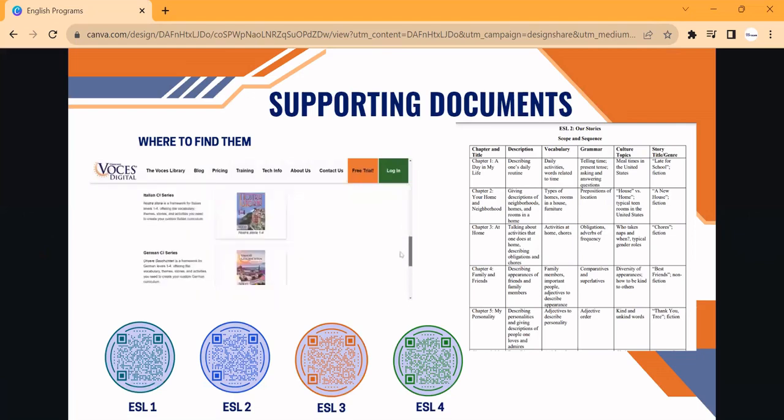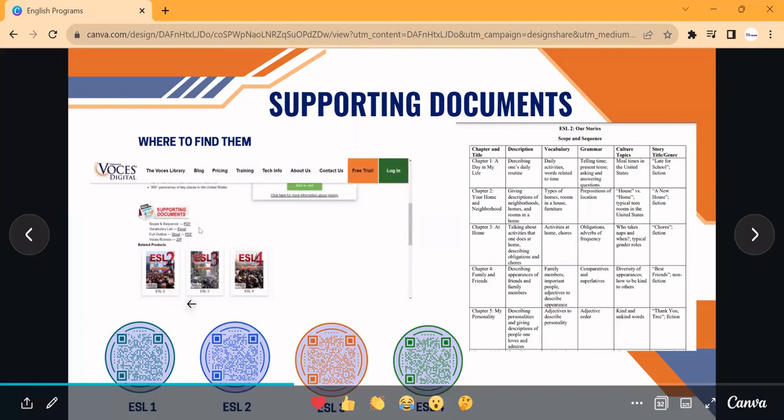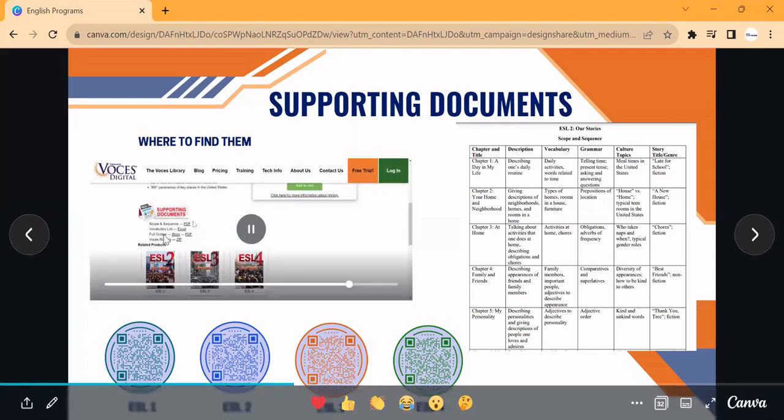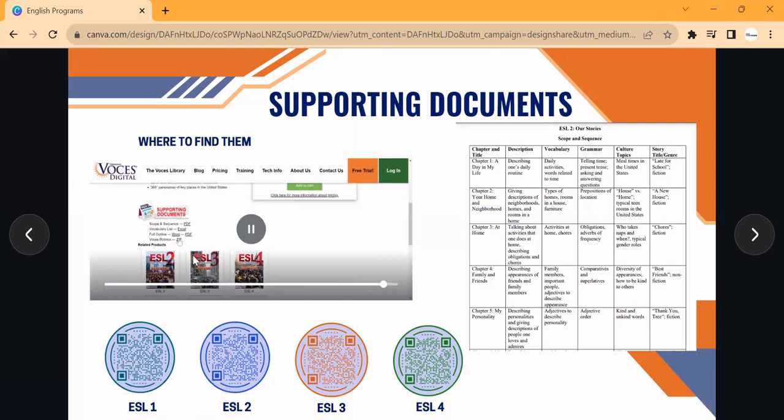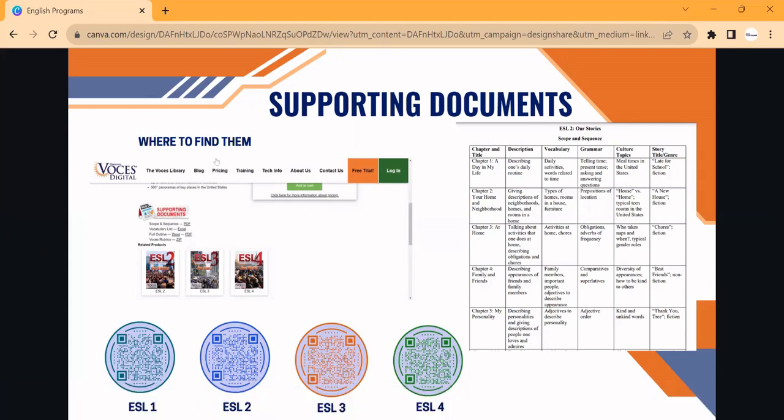So I have made a short video here showing teachers where to go and find this information on our website. But also I have the QR codes for every specific unit. You see here that you have the scope and sequence, the vocabulary lists, the outline, and the rubrics. So here you have QR codes to access every specific level. So that is something that you might want to do.